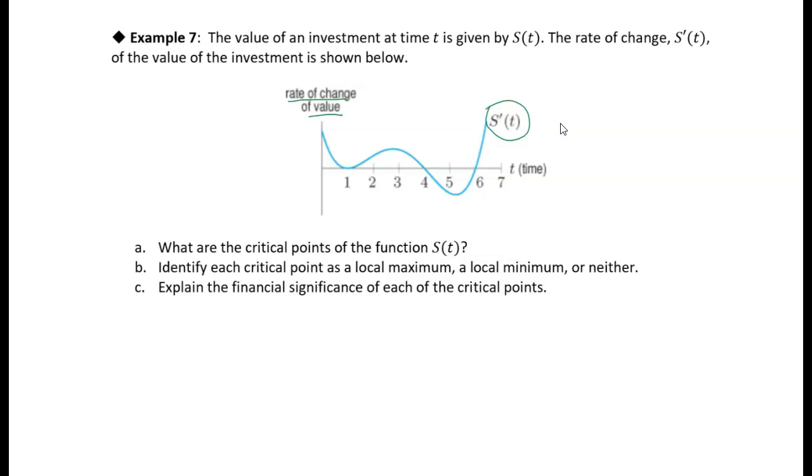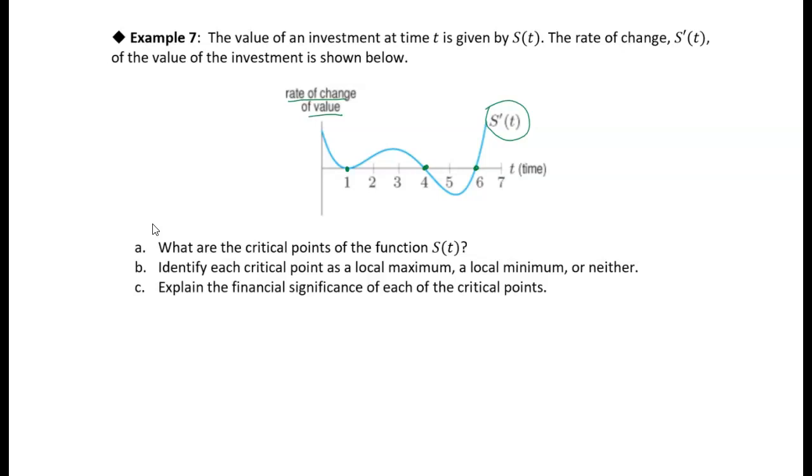We're asked to find where the critical points are, identify the critical points as local maxima, minima, or neither, and explain the financial significance of this. Because we're given the derivative, remember the critical points are where the derivative is 0. So these points right here at 1, 4, and 6 are our critical points.